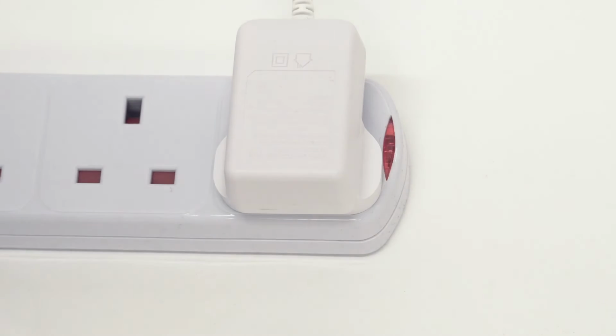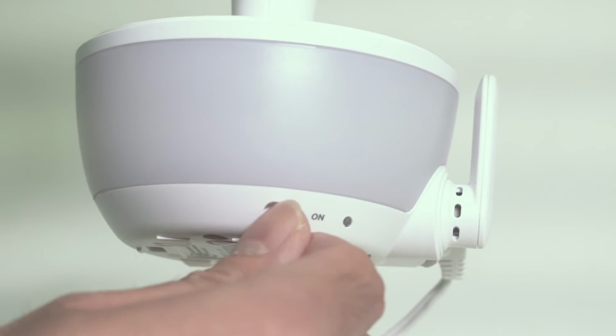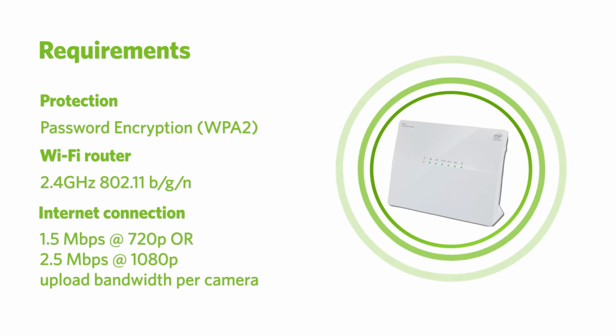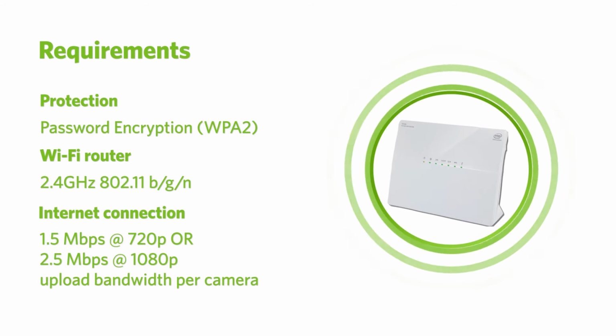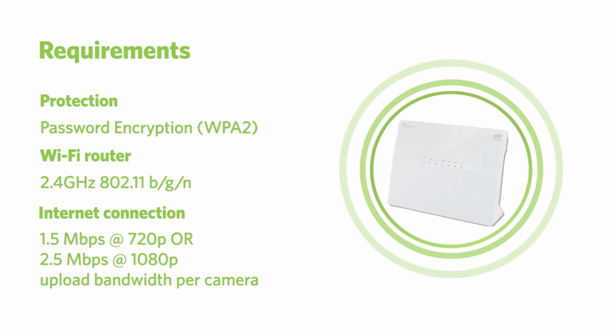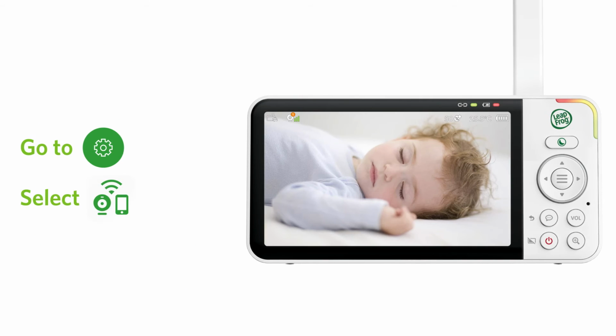Then, connect your baby unit to the adapter and main supply, and switch it on. Also, check that your Wi-Fi network is online, password protected, and your internet speed meets the minimum requirements for streaming video. Now, you can use the buttons on the parent viewer and follow the instructions.